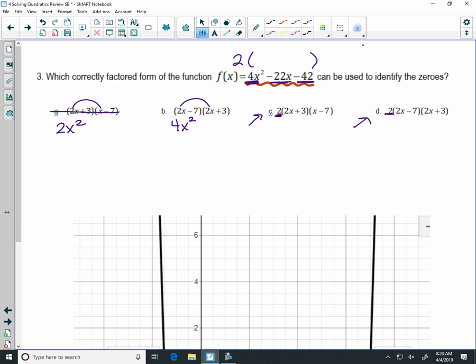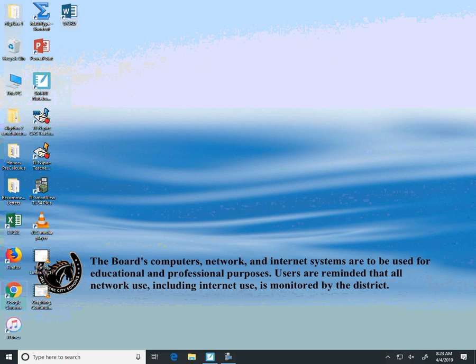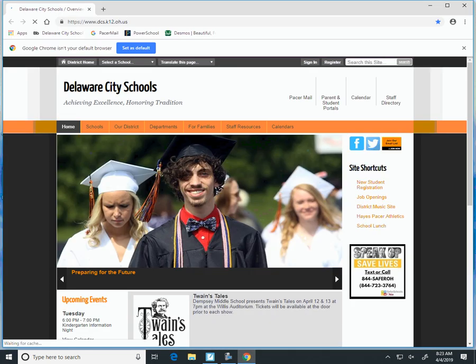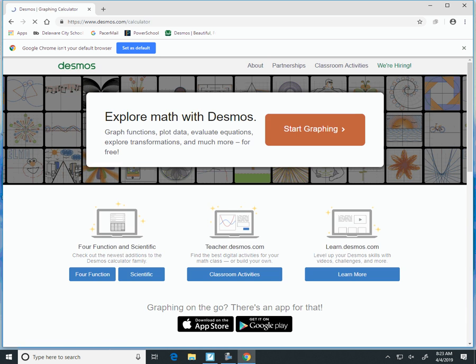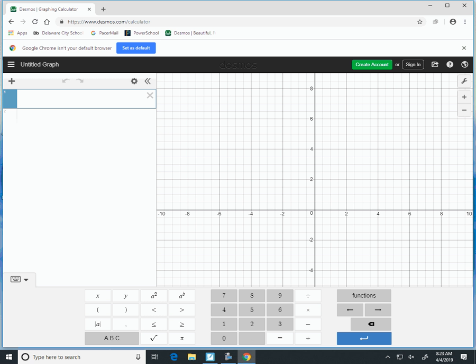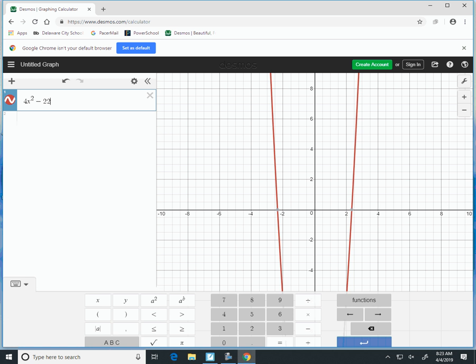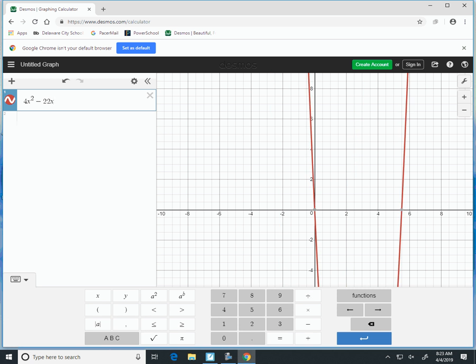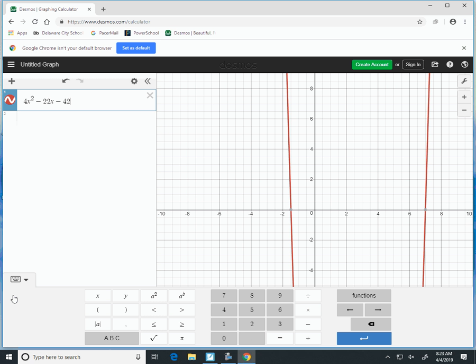So here's what you're going to do. I would rather use Desmos than factor. Okay, that's lovely. Let's use Desmos instead of factor. What we're going to do is put that original 4x squared equation in, and then we're going to put in our other options and see which one gives us the same graph. So our original equation was 4x squared minus 22x minus 42. There's our original graph.